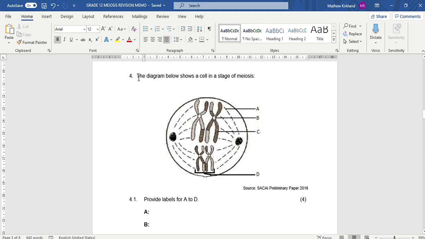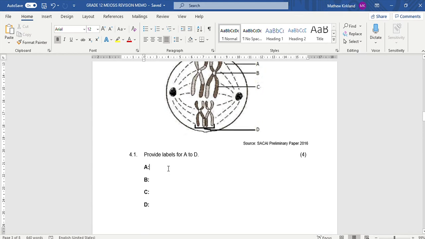Question 4. The diagram below shows a cell in a stage of meiosis. Okay, there's your picture, there's your cell. What should you be looking for? What kind of things are we wanting to look for, structures, before we get to questions? Provide labels for A to D. So I'm going to choose labeling here.